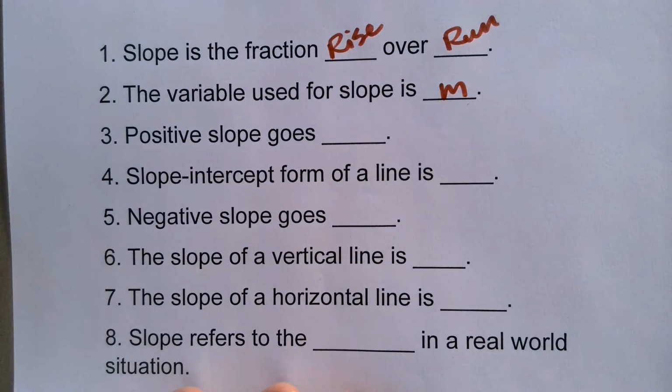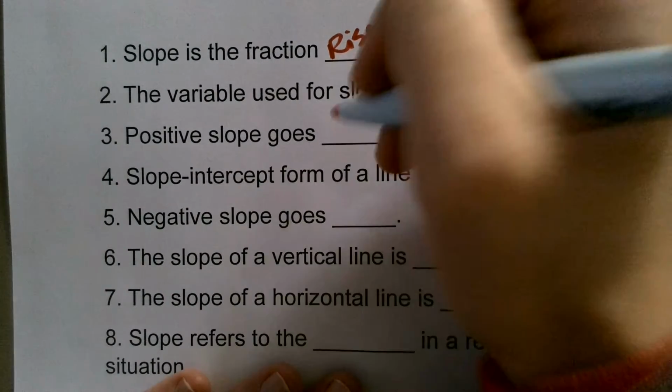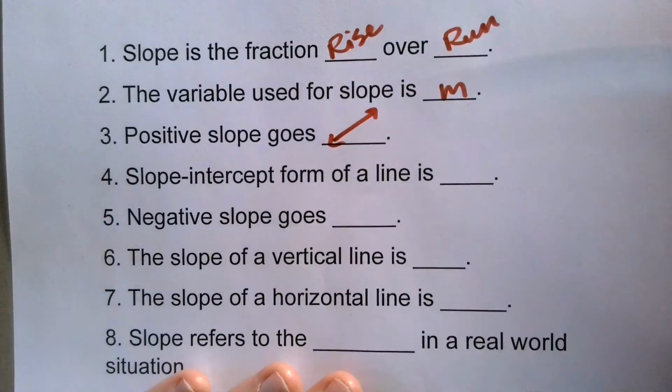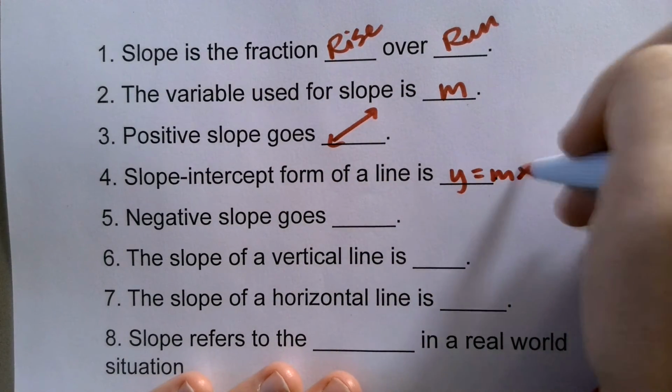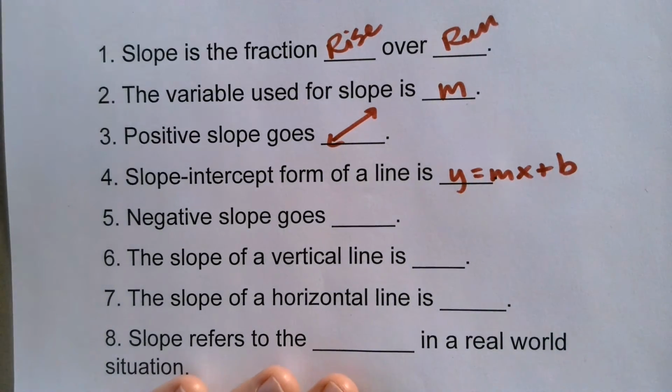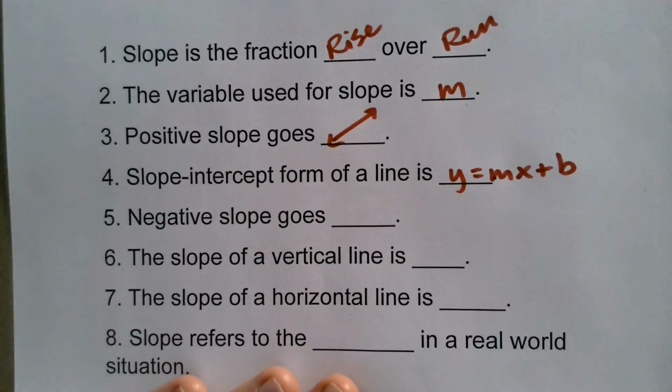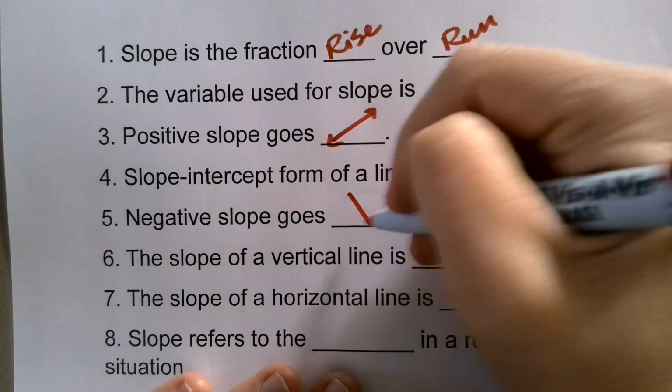Okay, this one, show me with your arms. Positive slope does what? Like with your hands. Okay, very good. Goes from down to up. Negative slope with your arms. It's going to go down from left to right.